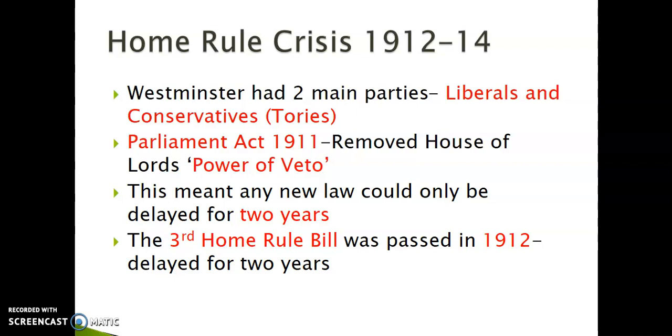The results of the election meant that the Liberal Party needed the support of the Home Rule Party if they were to continue with government. Redmond demanded Home Rule as a price for his support.